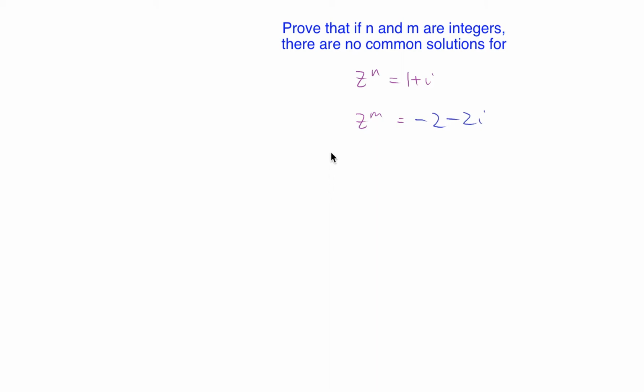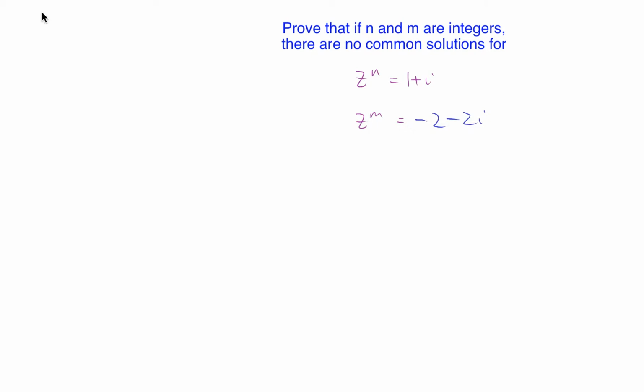This question asks you to show there are no common solutions for those two polynomials. Okay. So we know z to the power of n equals 1 plus i. This will give you n solutions, whereas z to the power of m equals minus 2i will give you m solutions. So this one has n solutions, the other one has m solutions, and we're just trying to show they have no common overlapping solutions. None of them have exactly the same solution.